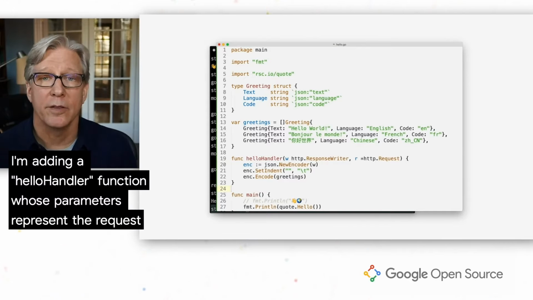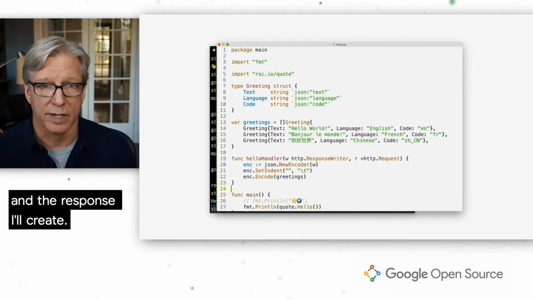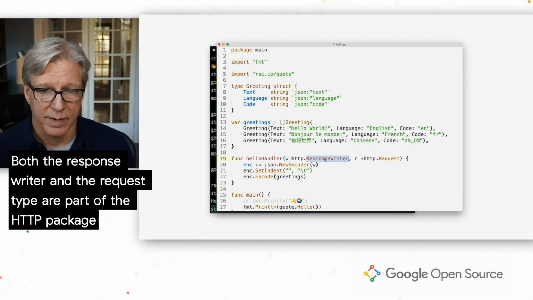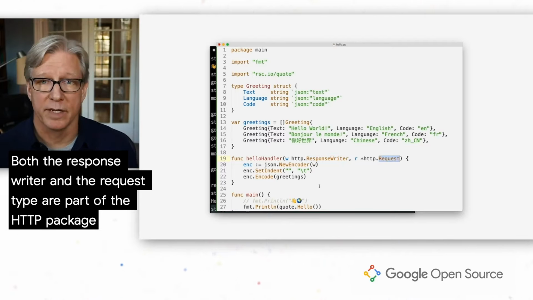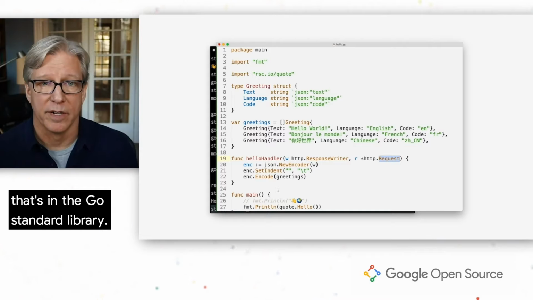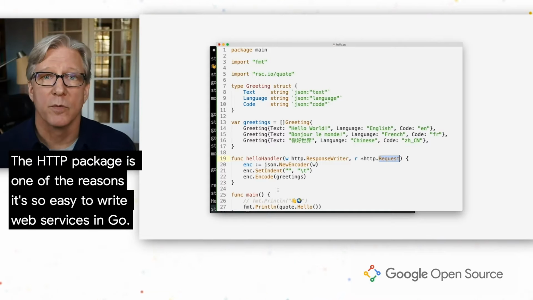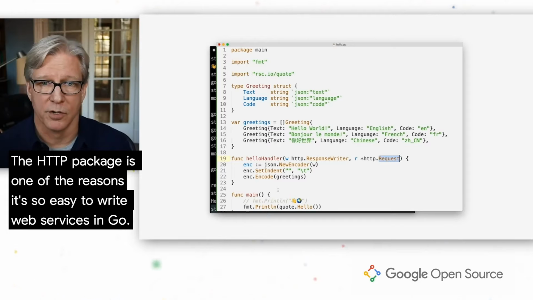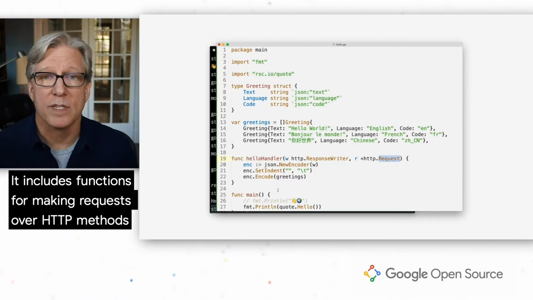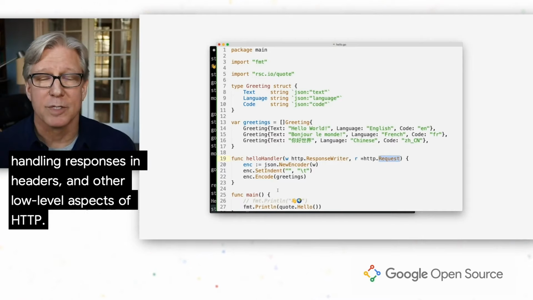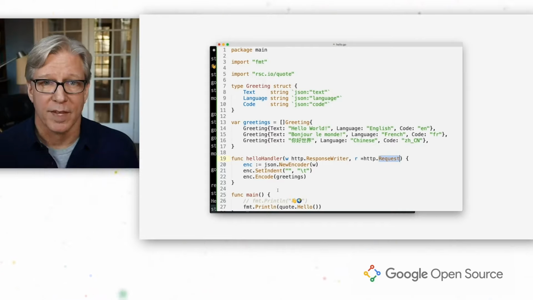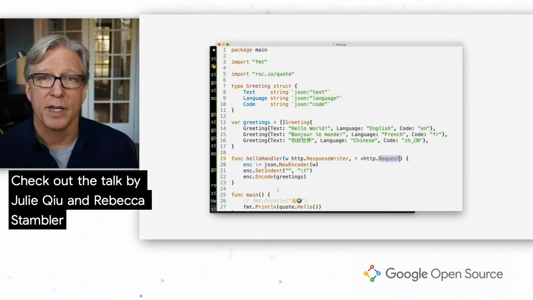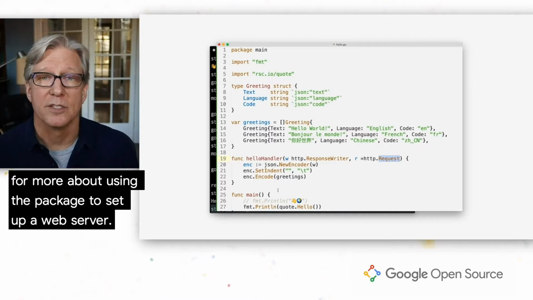I'm adding a hello handler function whose parameters represent the request and the response I'll create. Both the response writer and the request type are part of the HTTP package that's in the Go standard library. The HTTP package is one of the reasons it's so easy to write web services in Go. It includes functions for making requests over HTTP methods, handling responses and headers, and other low-level aspects of HTTP. Check out the talk by Julie Q and Rebecca Stambler for more about using the package to set up a web server.